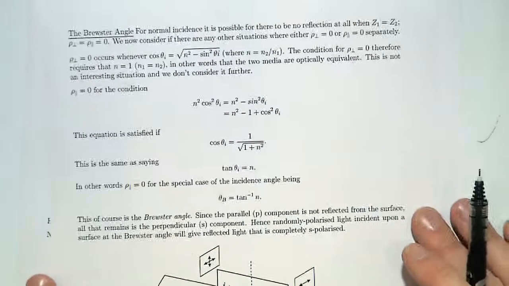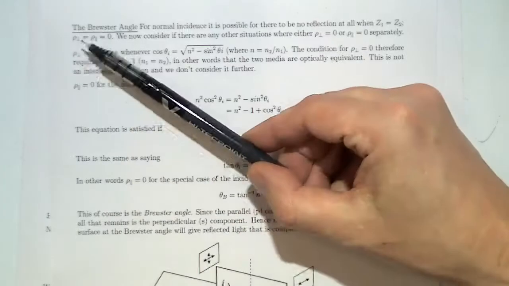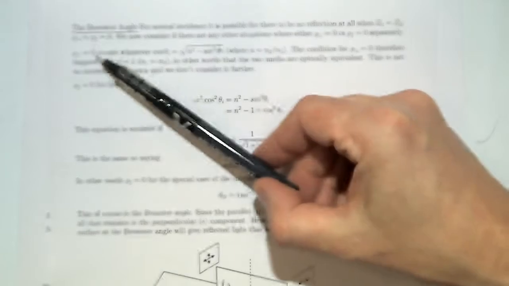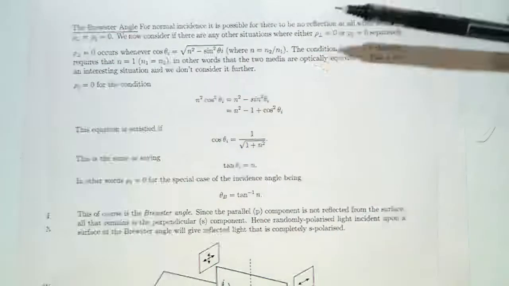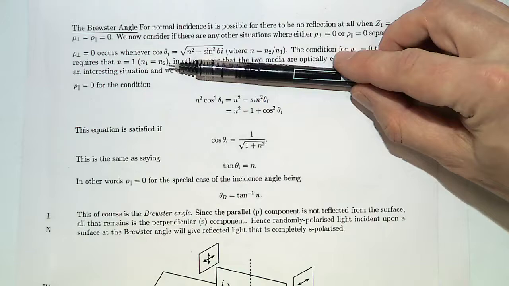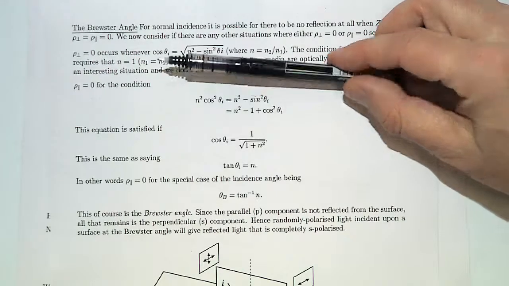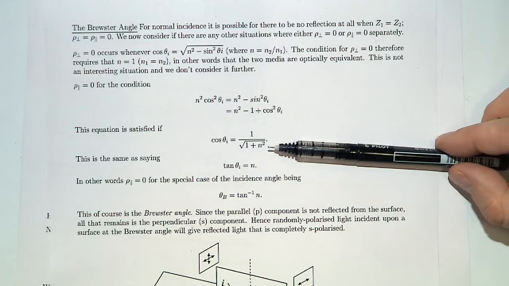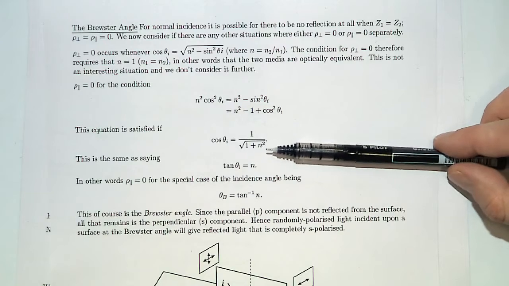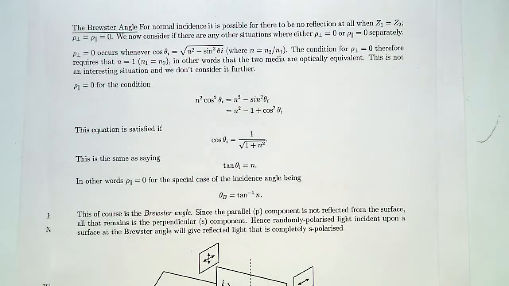Just to recap, because I said it a bit confusingly to start with. There are two situations. One is when R perpendicular equals zero, and one is when R parallel equals zero. R perpendicular can only be equal to zero when n1 equals n2, which is not interesting. And R parallel can be equal to zero as long as I satisfy some condition on the incidence angle, in terms of the ratio of the refractive indices. Okay. So that's the Brewster situation. So let's look at what that looks like.